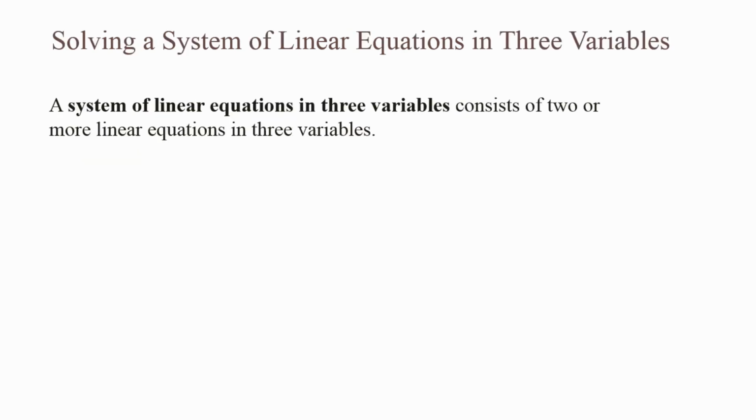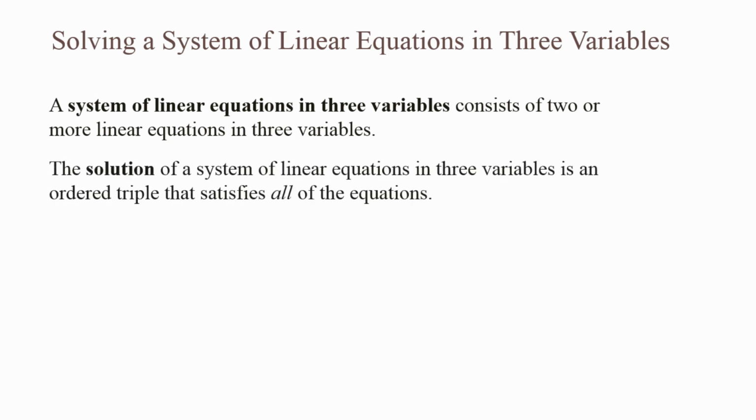A system of linear equations in three variables consists of two or more linear equations in three variables. The solution of a system of linear equations in three variables is an ordered triple that satisfies all of the equations.